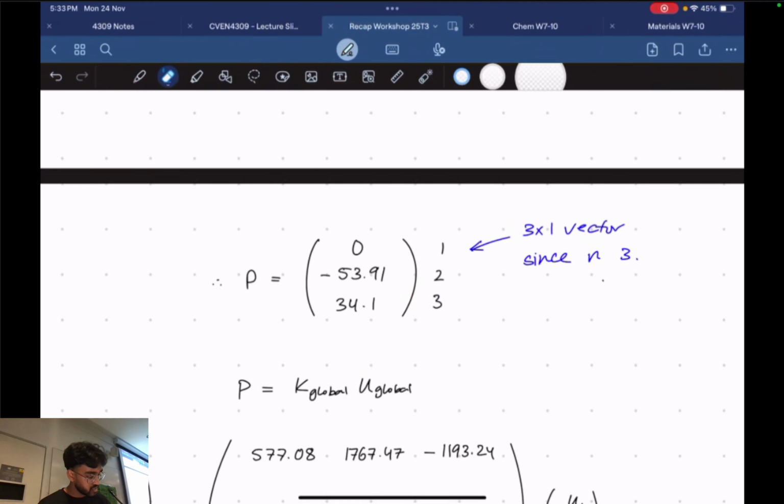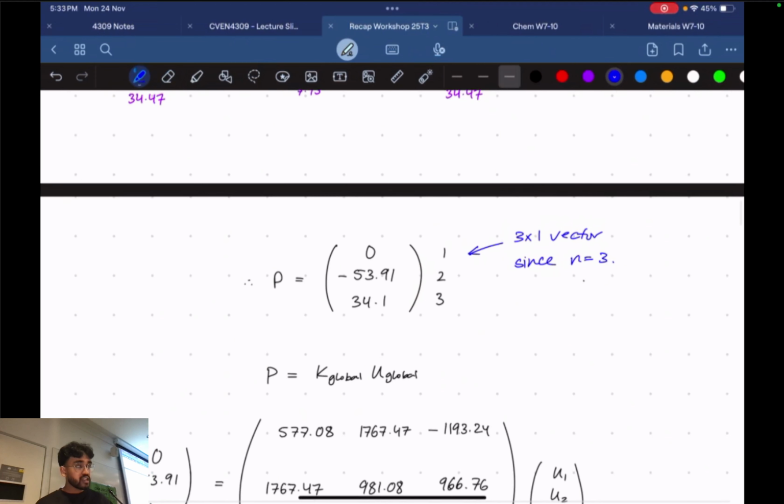N equals 3 means that N is the number of degrees of freedom we have. So if I had like 6 or 7 degrees of freedom, then it would be like 6 rows for your vector, right?